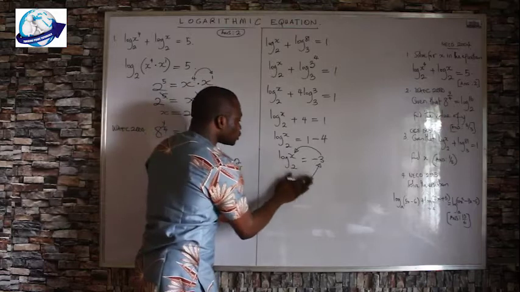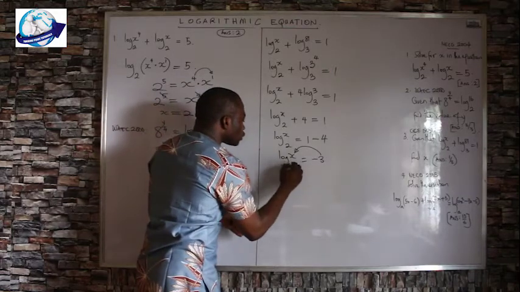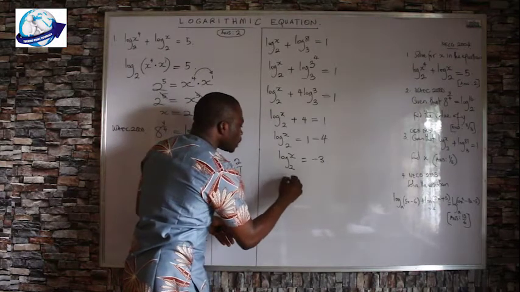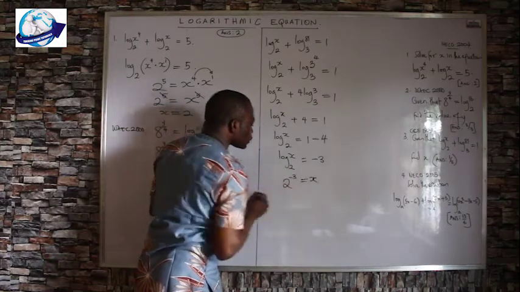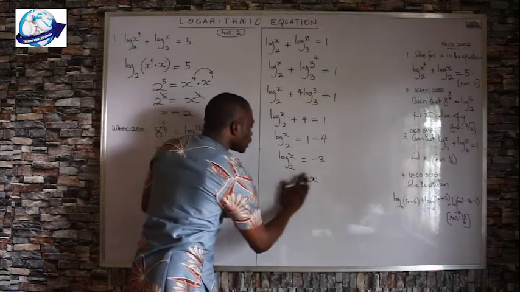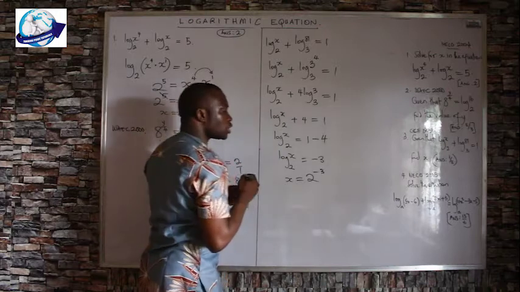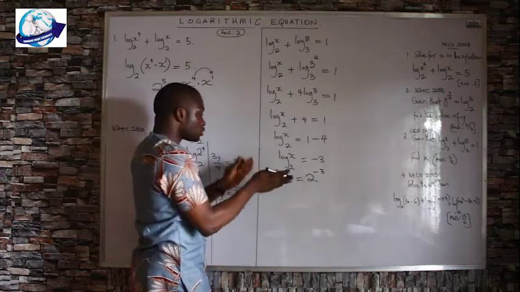That's how you go about it. Converting logarithm to indices is just a simple way like this. So what do you say? We'll say 2 raised to the power minus 3 is equal to x. Or you can go the other way to say x is equal to 2 raised to the power minus 3. Same thing. Then you have to convert your indices to this most standard way.